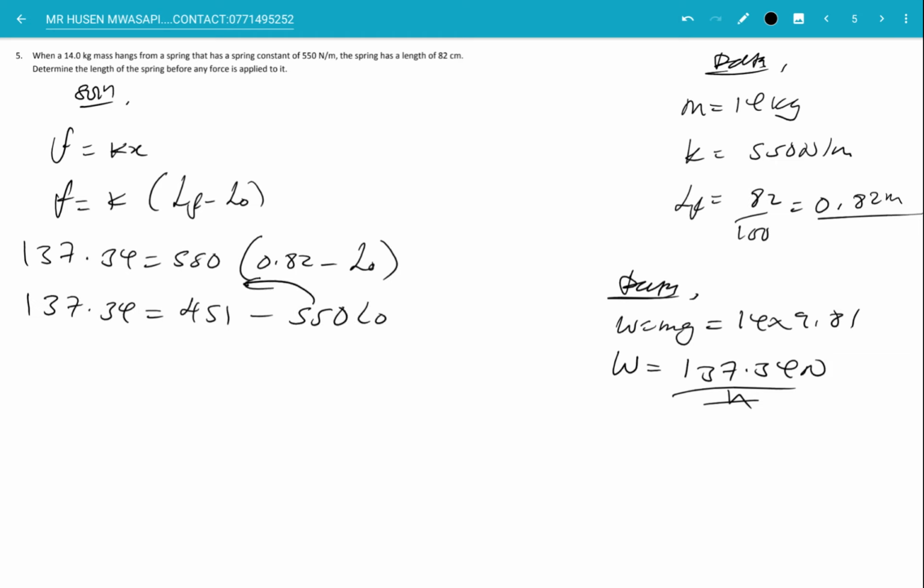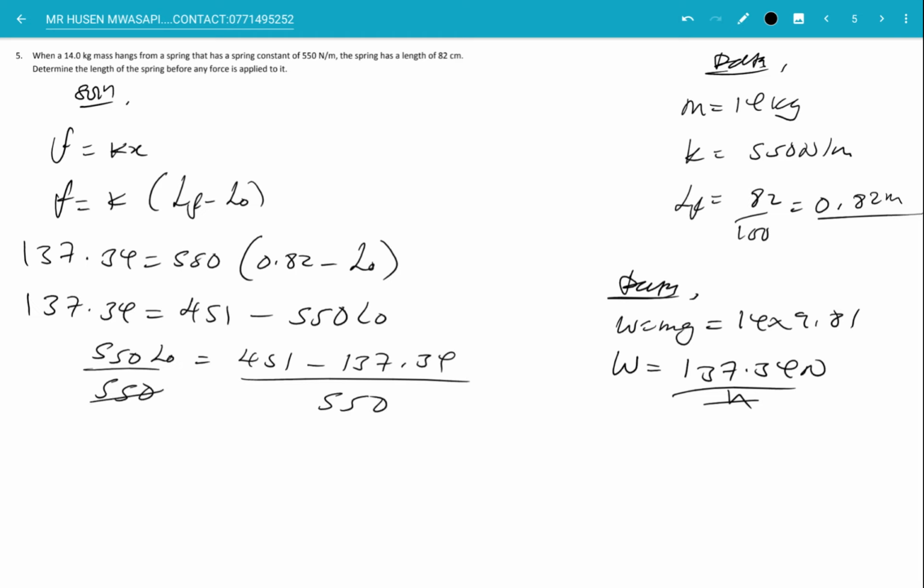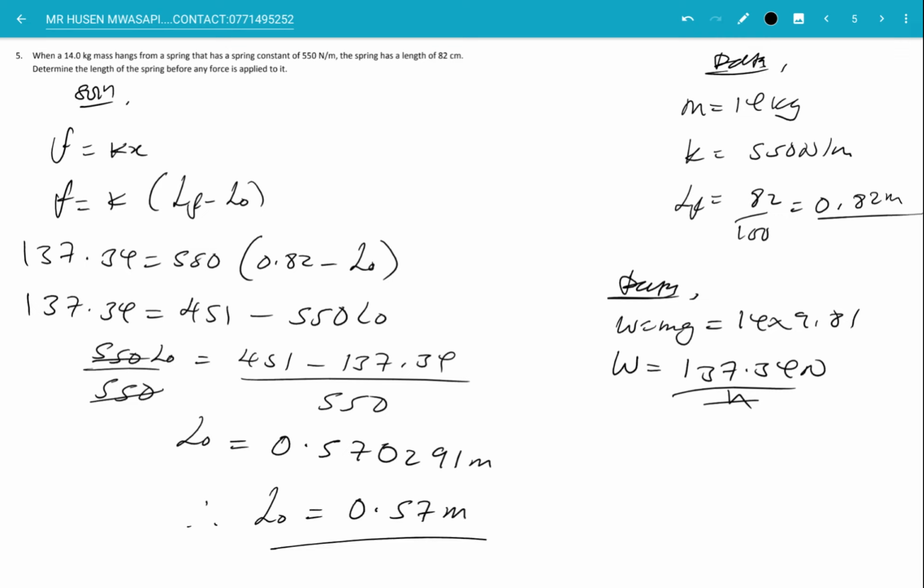So if we take this side to be better, we have positive 550 L naught being equal to 451. This comes to this side, so it's going to be negative 137.34. I can also say divided by 550, divided by 550. L naught is equal to, if you compute this, 0.5700291 meters. Rounded off, the initial length is 0.57 meters. Alright, let's push to question 6 now.